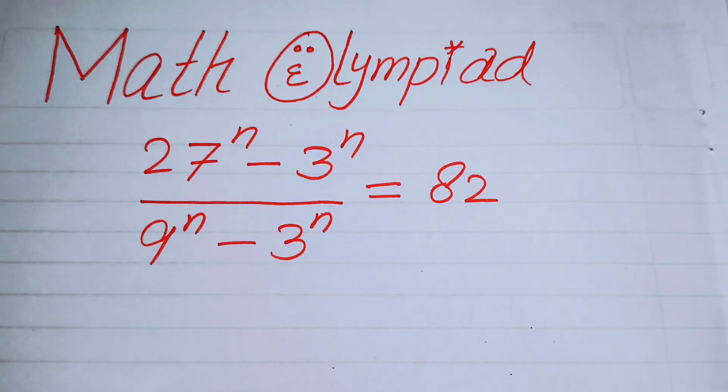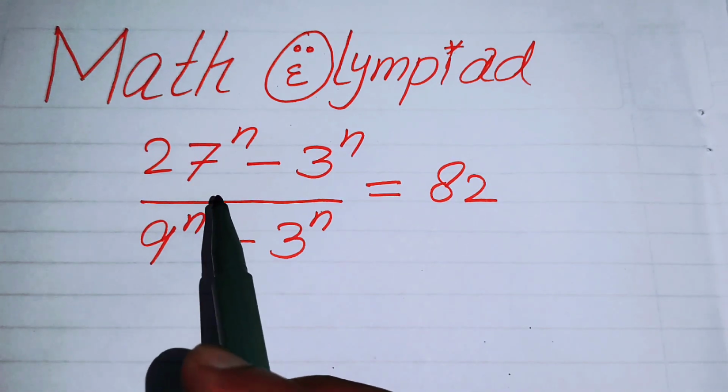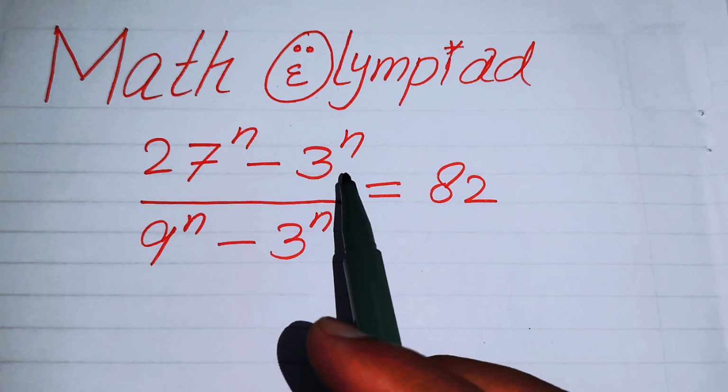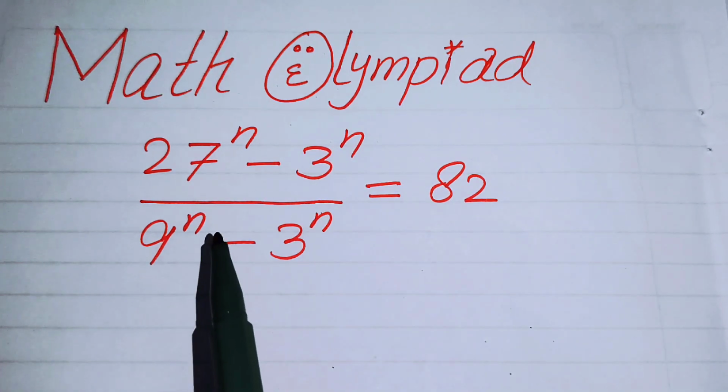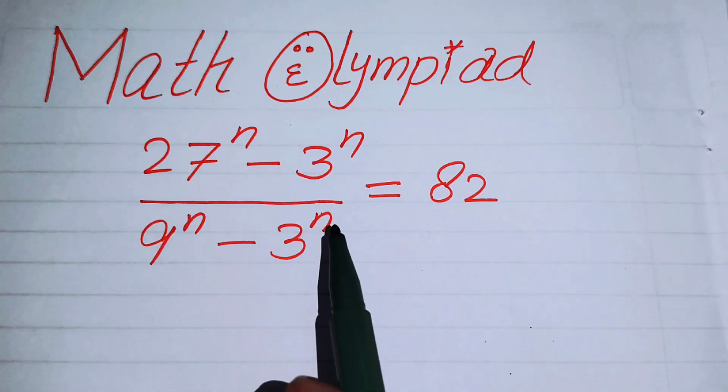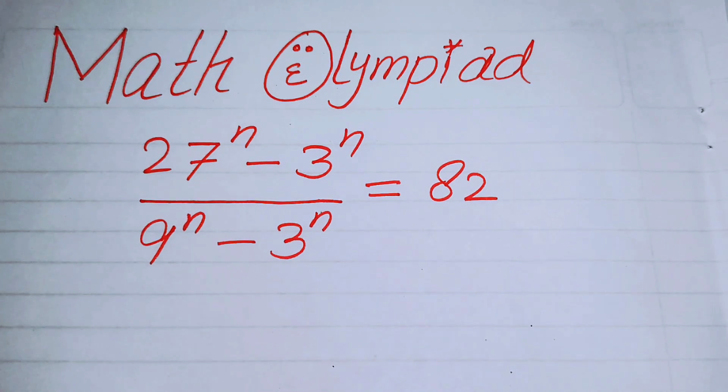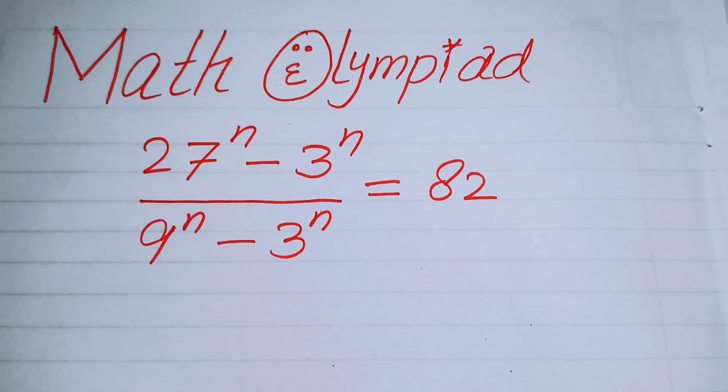In this video we are going to solve this nice exponential problem, and here we have 27 to the power of n minus 3 to the power of n over 9 to the power of n minus 3 to the power of n is equal to 82, and we will solve this problem for the value of n.